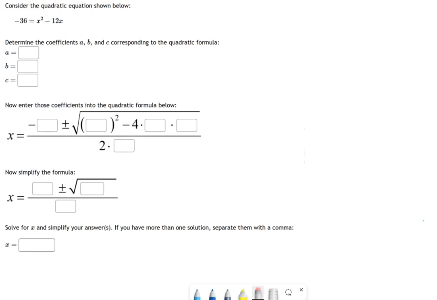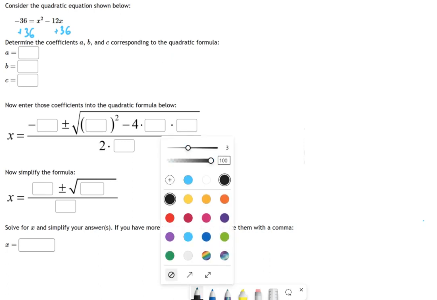Now, it doesn't mean you have to use the quadratic formula. You could try factoring as an example. But I'm going to go about this one using the quadratic formula just so we get a sense for what that would look like. And the very first thing I want to do is get everything on one side of the equation. So I'm going to add 36 to each side. And look what that's going to end me up with.